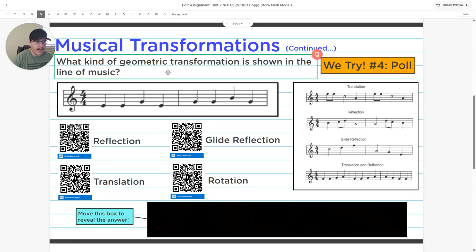Next poll: what kind of geometric transformation is shown in this line of music? Pause the video, think about it for a bit, and then unpause it when you're ready to check your answer.